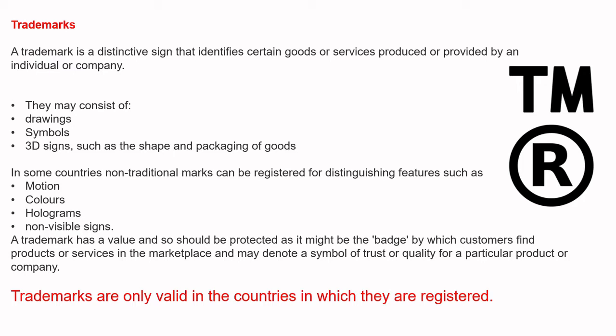Trademarks. So trademarks can consist of things like drawings, symbols, 3D signs, shapes, packaging, and that type of thing. You can also, in some countries, register non-traditional marks for distinguishing features such as motions, colours, holograms, non-visual signs. Basically, this will be your whole brand. So it will be your company's logo, your slogan, so McDonald's M and the "I'm lovin' it", or Nike, the tick and "Just Do It".